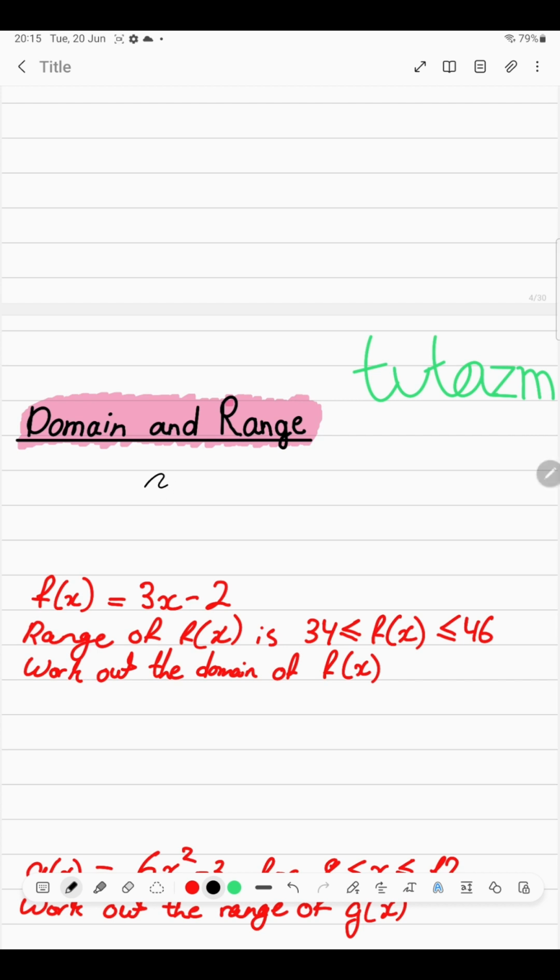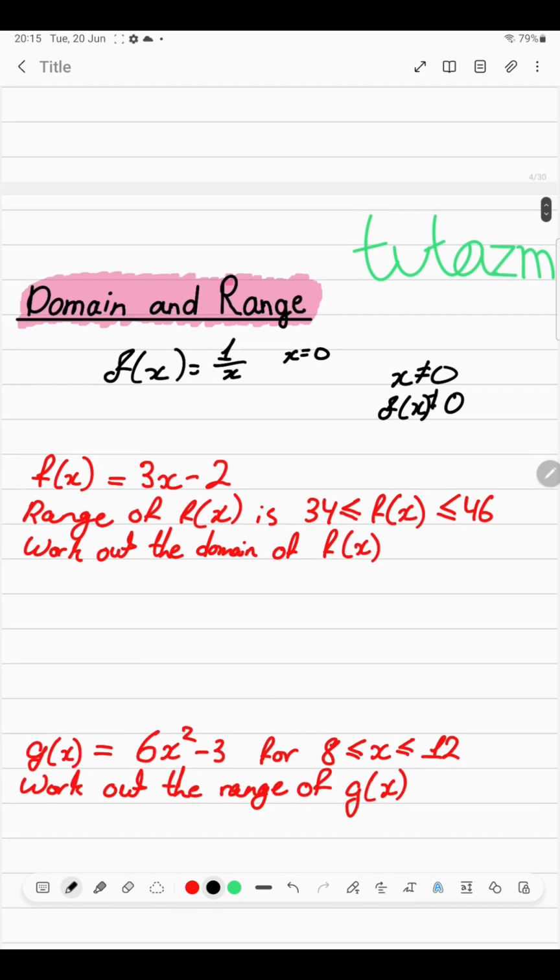So for example, if we have f of x equals 1 over x, you can't have x equals 0 because that would be undefined. So therefore, the domain would be x is not equal to 0. Likewise, the range would be f of x is not equal to 0 because y cannot be 0 either.